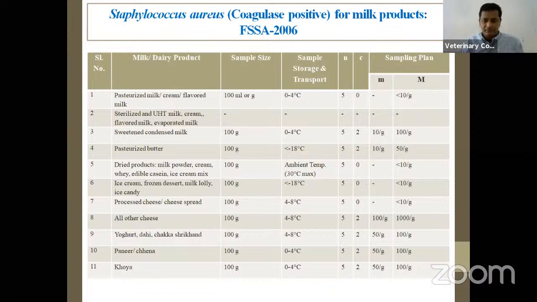So from the majority of the samples, you collect 5 samples, across 11 categories of milk and milk products, and if all the samples have less than 10, 50 or 100, that's excellent. If any sample is exceeding, depending on the category of the milk product, it has to be rejected.